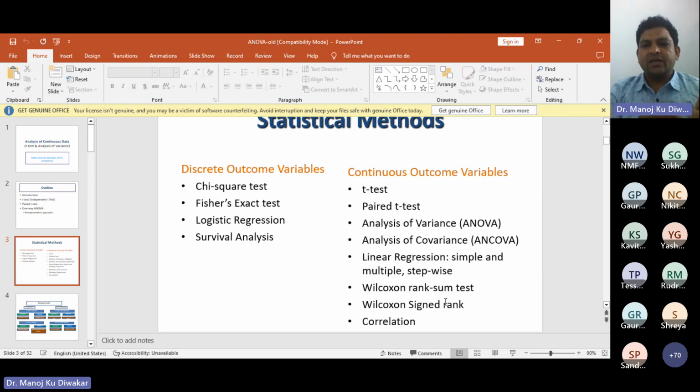Then you will go for the simple, multiple and stepwise linear regressions. Then you will go for the Wilcoxon rank sum test and Wilcoxon signed rank test, and you will go for the correlation. The Wilcoxon rank sum and signed rank tests are non-parametric methods, just alternatives to your paired t-test and t-test. Whenever your data does not follow these two assumptions, you will jump to the non-parametric side. These are the commonly used statistical methods.